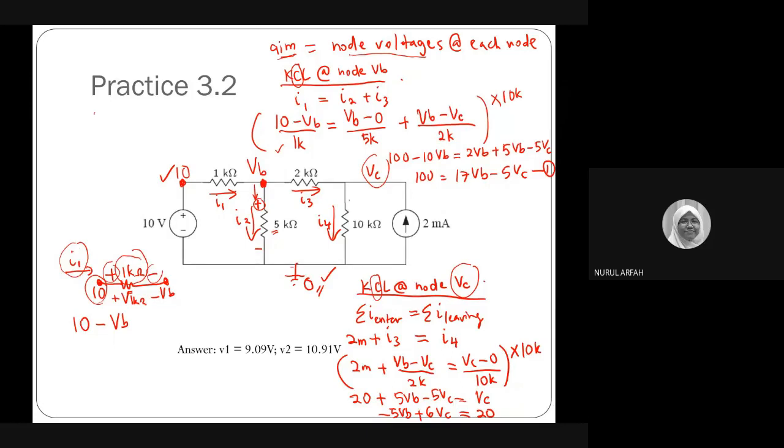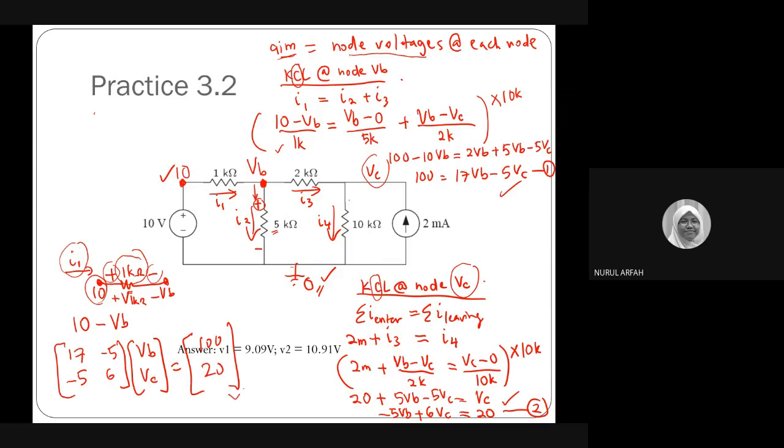Do you agree? Yes. Okay, so this is equation number 2. Do you have your calculator? If you do, you can use your quadratic equation solver. If you're familiar with matrices, you can rearrange this using matrices: 17, minus 5, and then negative 5 with 6. This is VB and this is VC. And you have 100 here and you have 20. If you have your calculator, you can use quadratic or matrices.